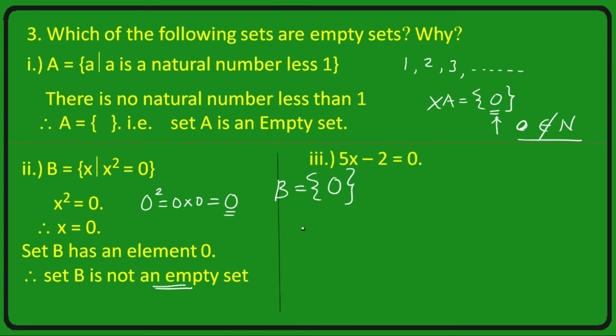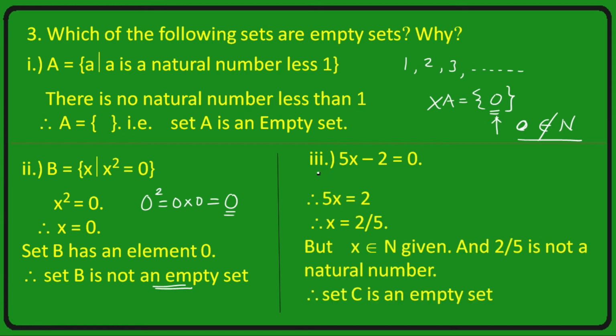The third example, 5x minus 2 is equal to 0. The example is not given in the proper manner. The example is like this. C is the set of all x such that 5x minus 2 is equal to 0 and n is a natural number. So this is the example given in the textbooks.